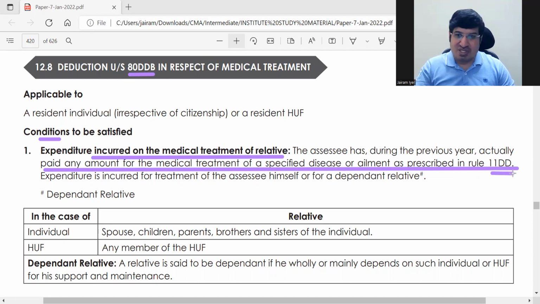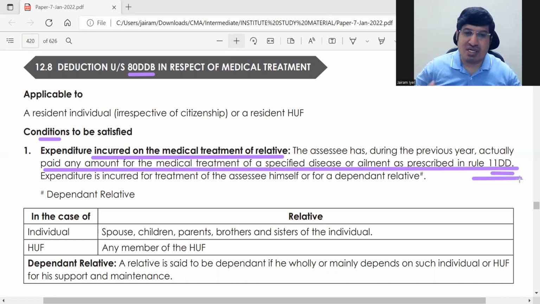There are some diseases prescribed in this rule. So this rule will be given to you. It's prescribed in Rule 11DD. That way you will understand it is 80DDB. And for 80DD, what is the keyword? Disability, as per Disabilities Act. So for 80DD, disability will be the key for you. For 80DDB, diseases prescribed in Rule 11DD. This is what will differentiate it.